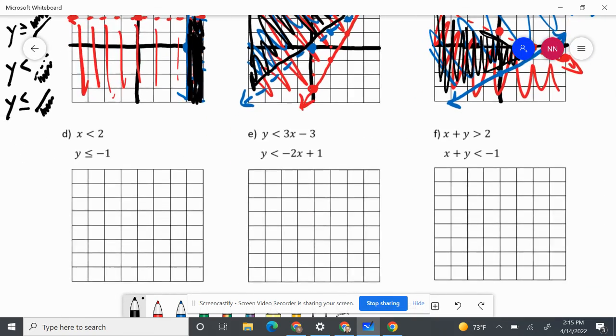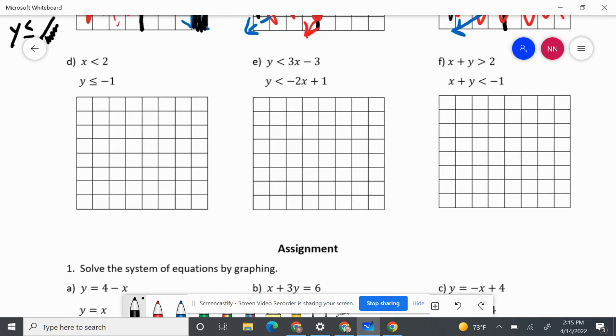So looking at letter D, the first thing that we're going to do is graph x is less than 2. So we're going to go on the x-axis at 2. We're drawing a dashed line. And since it's less than, we're going to shade below, to the left.